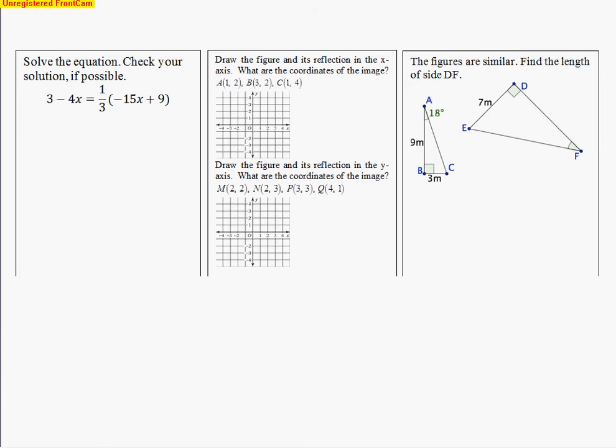And I'm going to go ahead and solve by using that distributive property again. So I multiply 1/3 by 15, that gives me negative 5x. And then 1/3 of 9 is just 3, so I'm dividing 3 into 15, 3 into 9. And so on this side I've got 3 minus 4x.